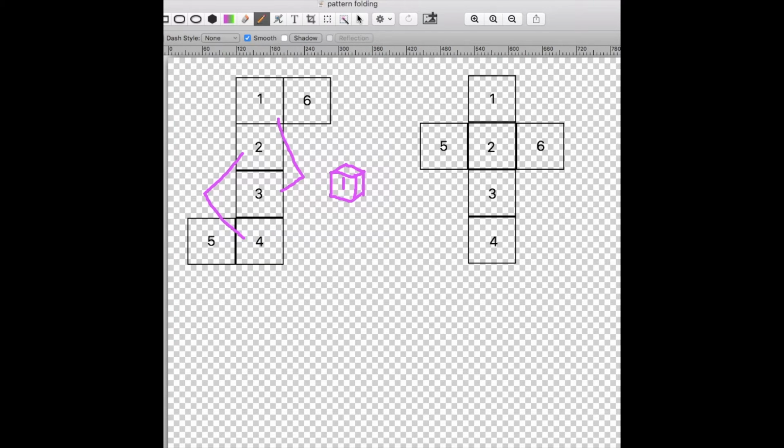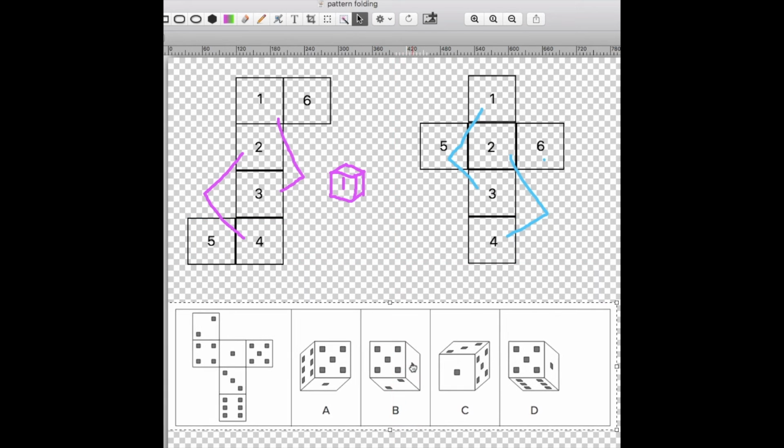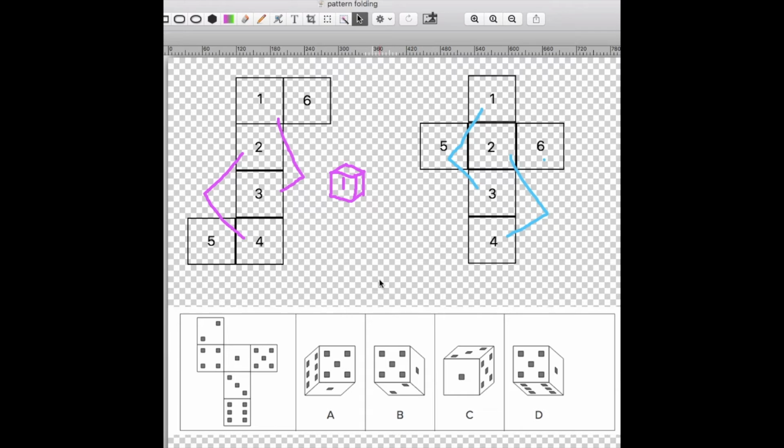So then let's take a look at this one, and we're going to do the same thing. We know that 5 and 6 won't touch, 1 and 3 will not touch, and 2 and 4 will not touch. So let me do an example problem and show you how you can use this knowledge to eliminate answer choices. So here is an example from a practice test, and we are given our folded up version.